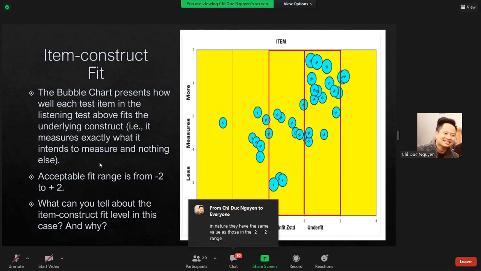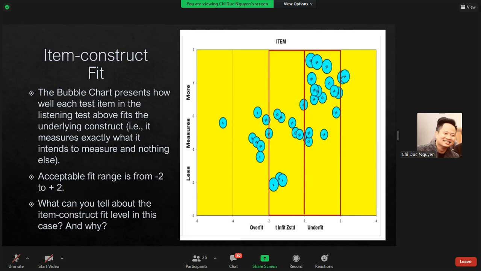Okay, so we have 3 items that are misfit, about 8 items overfit, and about 24, I guess, items fit. So altogether we have about 32 items that fit the construct.